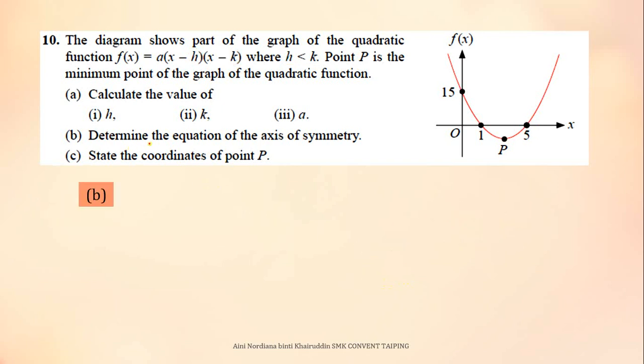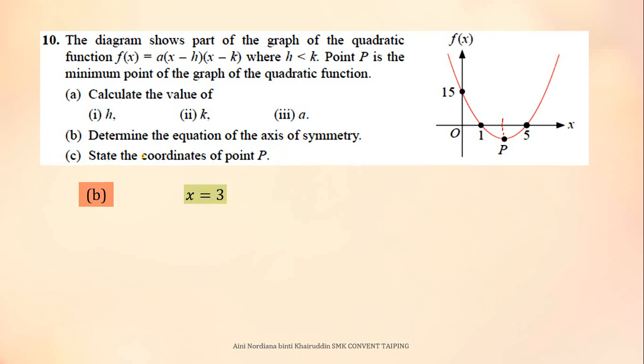For B, determine the equation of the axis of symmetry. So the axis of symmetry will be here. The midpoint of 1 and 5 is 3. So this is the equation of the axis of symmetry, x equals 3.